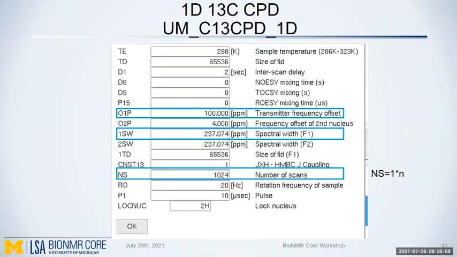For the 1D carbon-13 experiments, similarly, you can set up those parameters, O1P and 1SW, depending on the carbon-13 ranges you want to detect. And also the NS number of scans can be set to any value. As you see, because carbon has a much lower sensitivity compared to proton, a normal 1D carbon will need something like 1024 scans, and that will probably take about 15 minutes to accomplish.